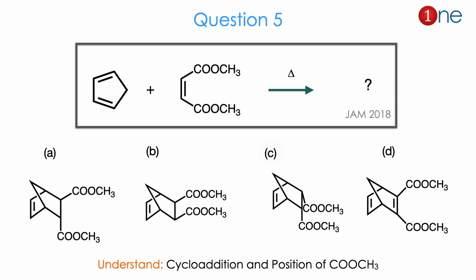So from the reactant to product, you might guess cycloaddition definitely occurs. The position of COOCH3 is the real question. The answer is C. Let us see how.